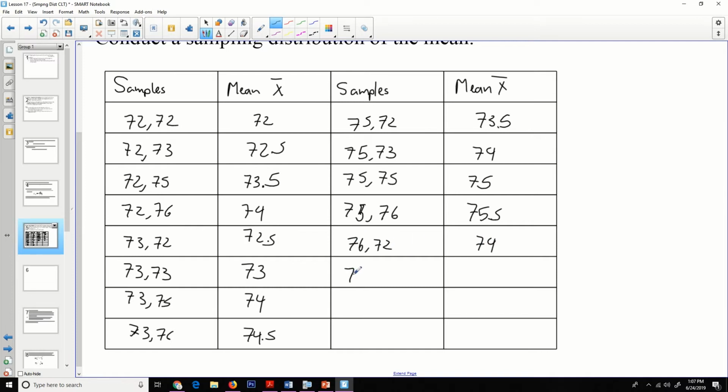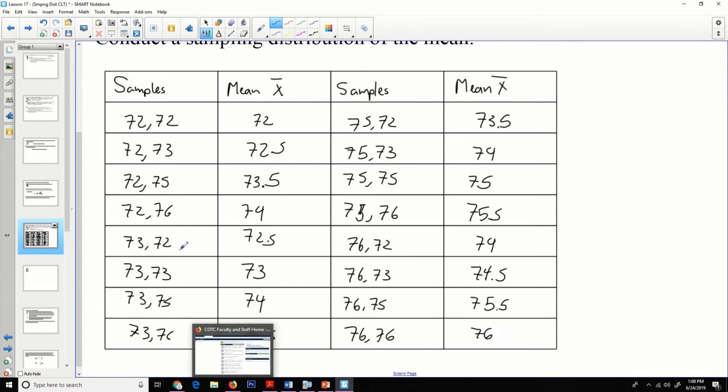We can pick a 76 and a 73. That'll have a mean of 74.5. And then we could pick a 76 and a 75. That'll have a mean of 75.5. And then we could have a 76 and a 76, which will give me a mean of 76.